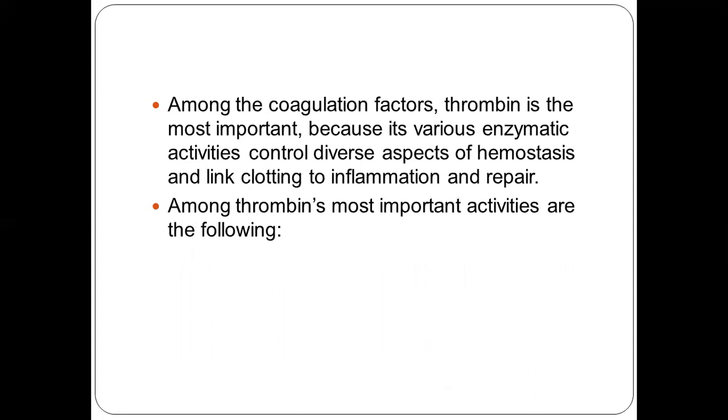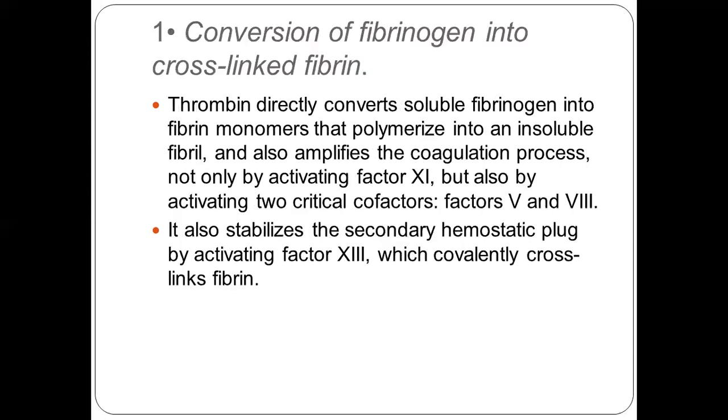Among the coagulation factors, thrombin is the most important, because its various enzymatic activities control diverse aspects of hemostasis and link clotting to inflammation and repair. Among thrombin's most important activities are the following. Thrombin is very important not only for hemostasis but also for tissue repair and inflammation. We will see now. Its first function is conversion of fibrinogen into cross-linked fibrin.